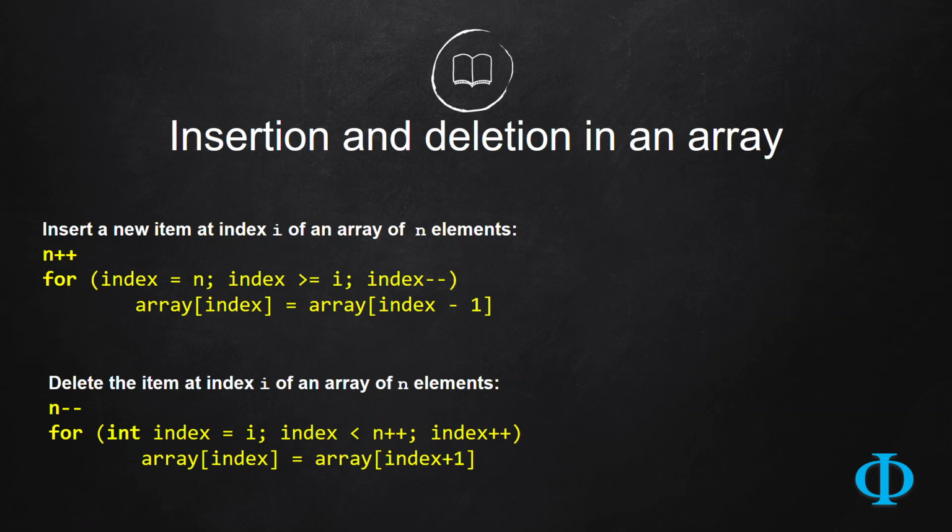Now let us try to understand what happens when we want to delete an item at index i of an array of n elements. Again, on the left hand side, it shows the pseudocode for deleting an element. If you have knowledge of any programming language, you can try it out in your preferred editor. But here I am going to show you what actually happens in this pseudocode.